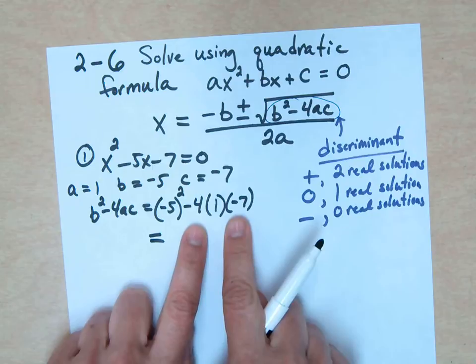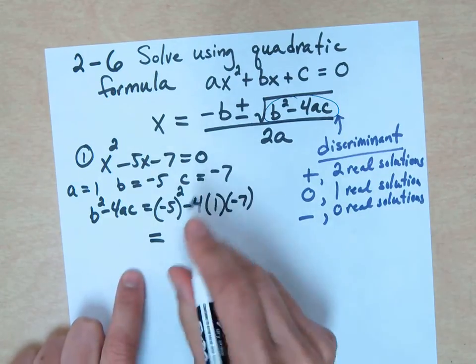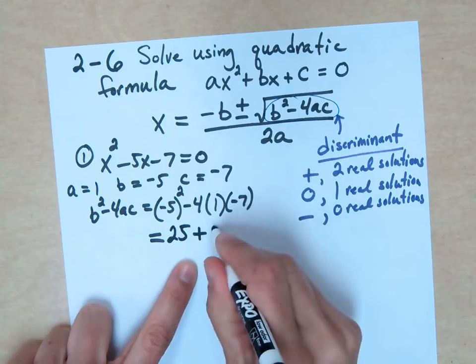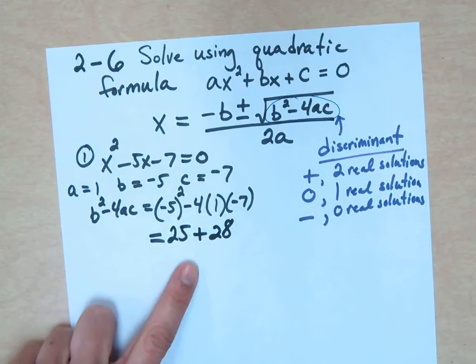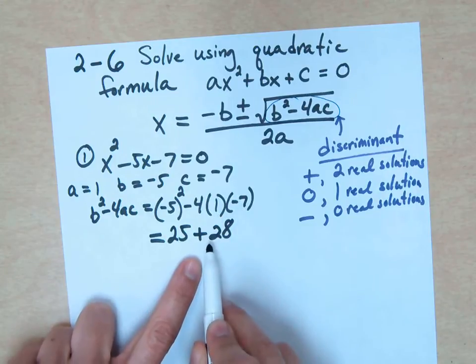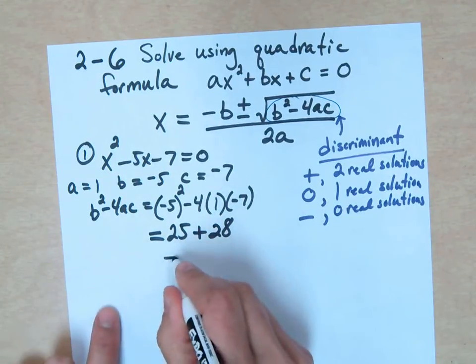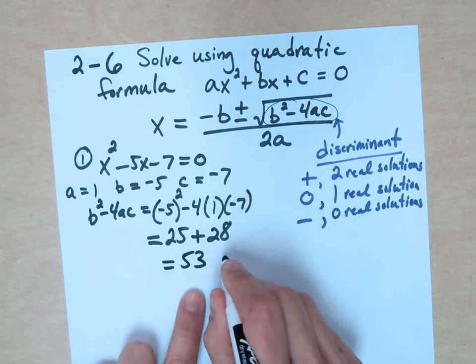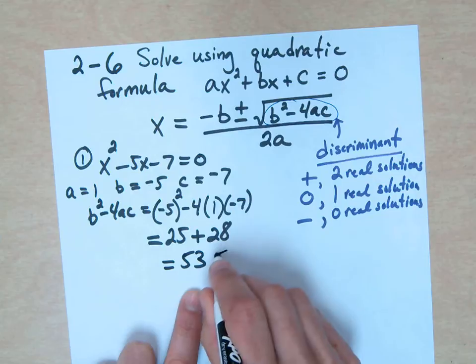This gets people right here. The negative times a negative is a positive. That's the part that gets everyone. I'm just telling you ahead of time. So negative 5 squared is 25. That's not a problem. But this should be plus 28, not minus 28, because negative 4 times 1 is negative 4, times negative 7 is plus 28.